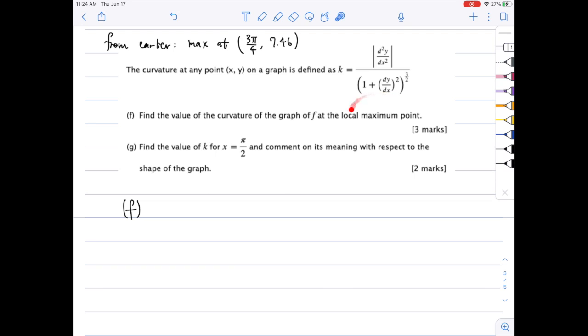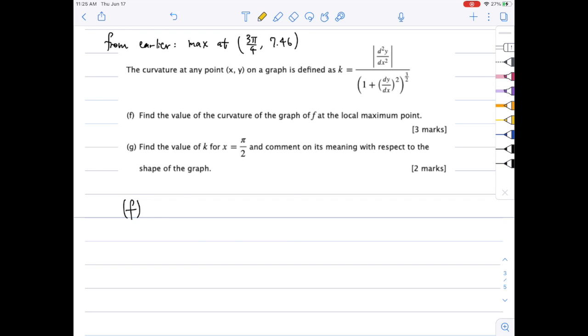So first thing, they say find the value of the curvature of the graph of f at the local maximum point. Because this curvature value is defined based off of these derivatives, you need to evaluate these derivatives at specific values before you can find the curvature at a specific point. You can think of curvature as a function of both the x and y coordinate, and once you supply an x and y coordinate, you'll get a value back.